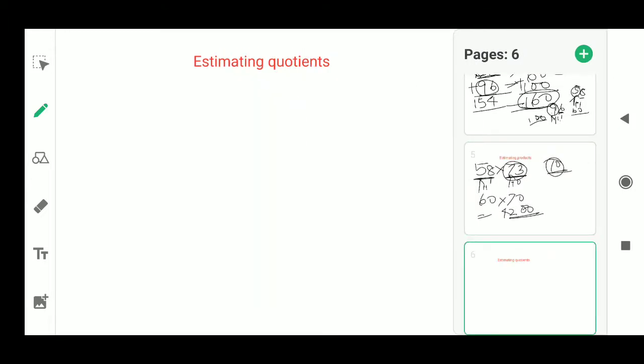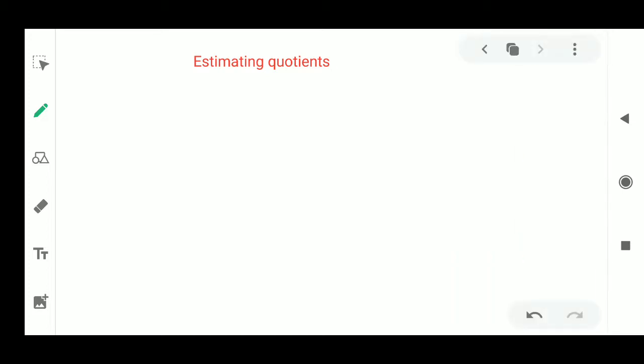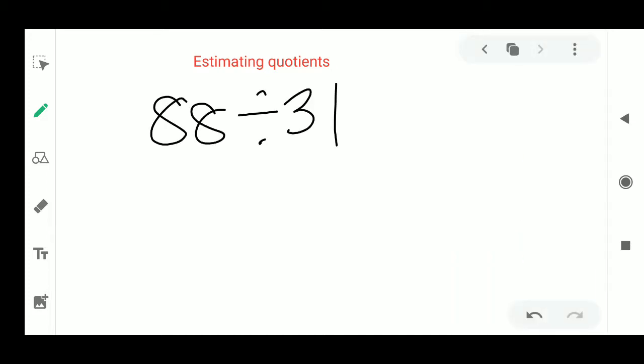Next is estimating the quotient. Similarly we can do it in division also. Any example we can take. Suppose I take one example, like 88 divided by 31. So we are estimating the quotient. How will we divide?